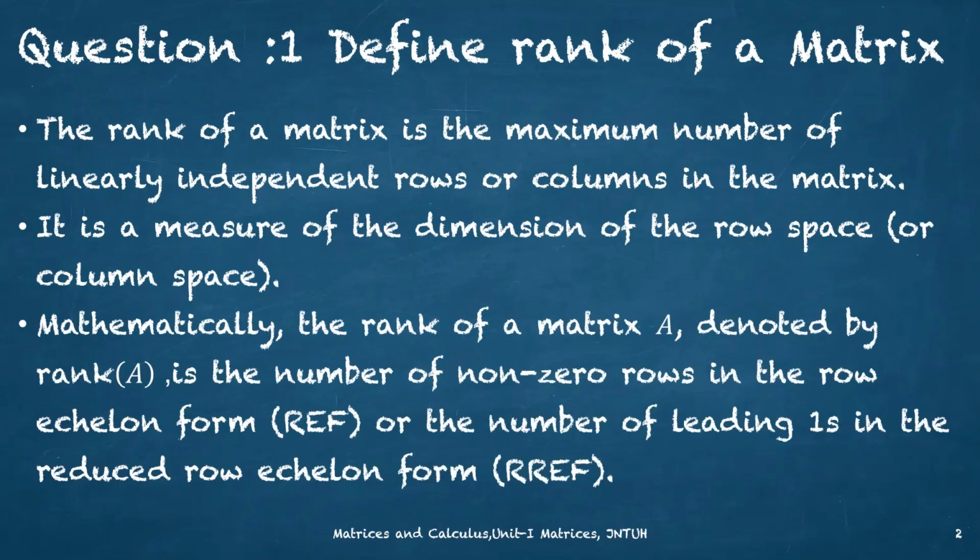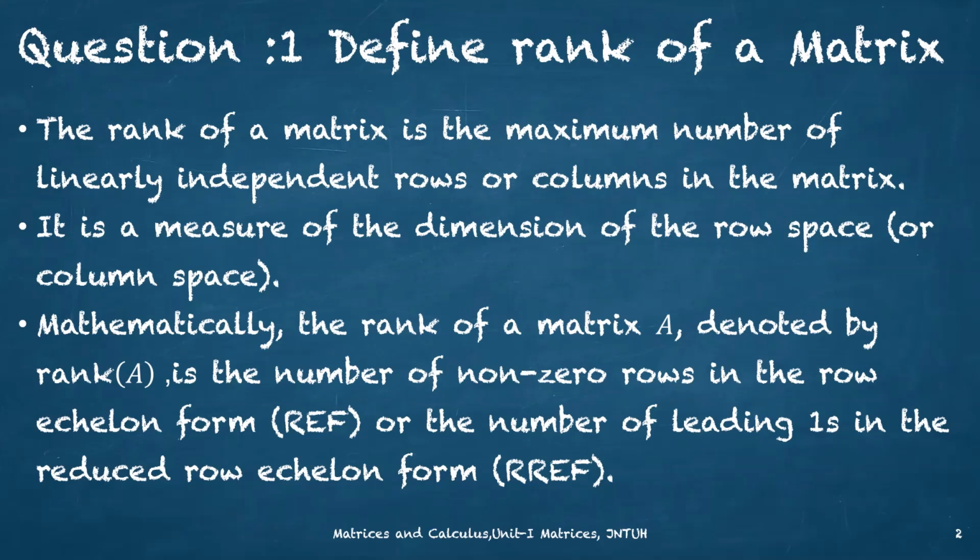Question 1. Define rank of a matrix. Today we'll learn what the rank of a matrix means. In simple terms, the rank of a matrix tells us how many rows or columns in that matrix are linearly independent. That is, how many of them carry unique information. Imagine a matrix as a collection of data. If some rows or columns can be written using others, they don't add anything new. So the rank helps us find out how much real information is in the matrix.